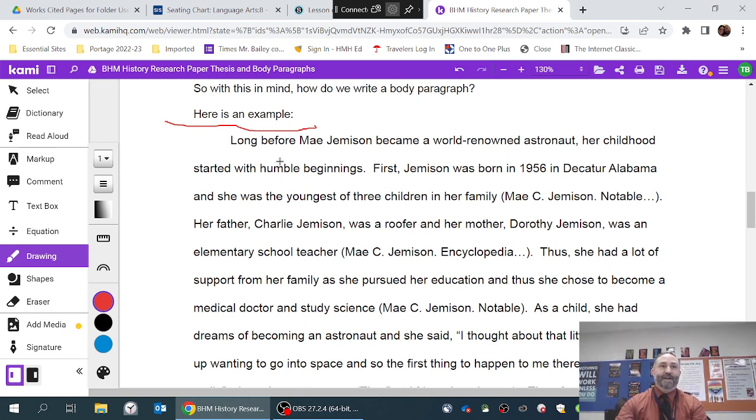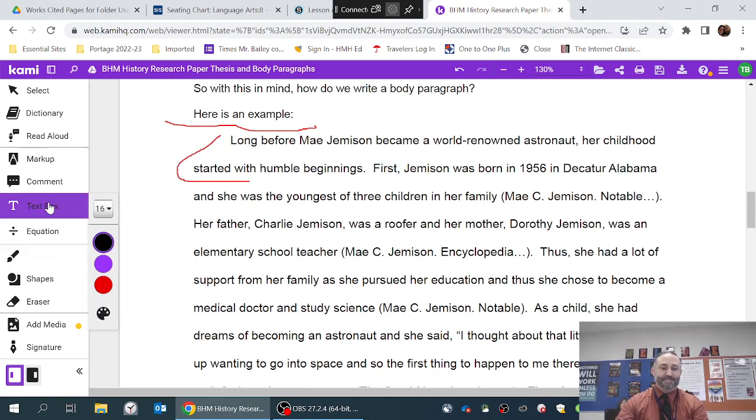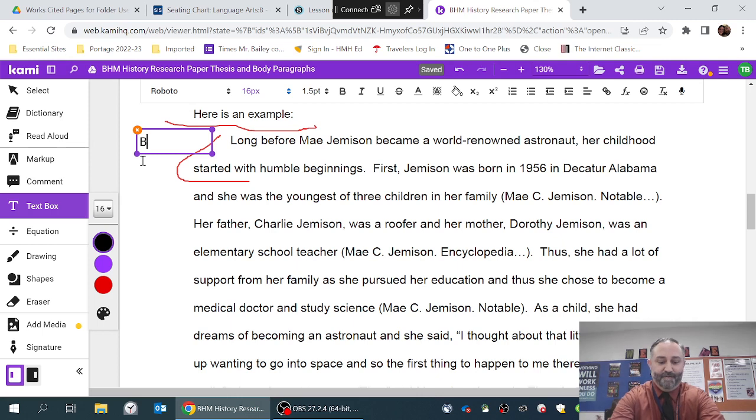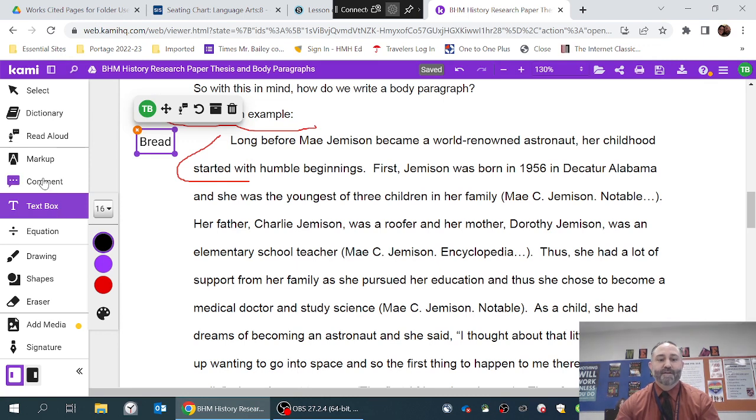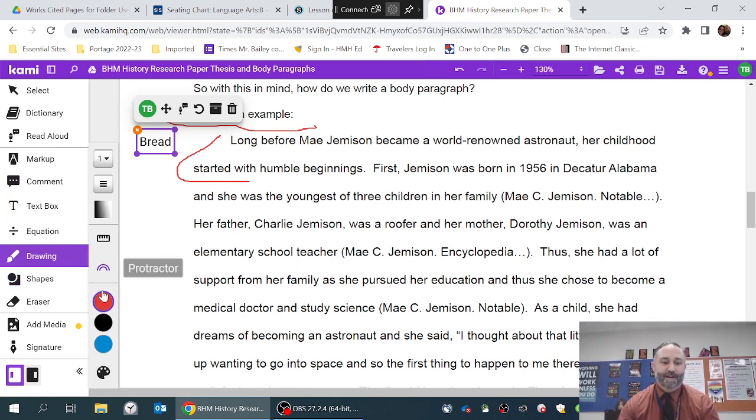started with humble beginnings. So now, this is easily a good example of the top layer of bread. And I'd like my students to follow along and mark that up because you're going to be writing your own bread, meat, and cheese and stuff like that. So the second thing then is, well, first, and I'm going to go back to my drawing thing. First, and this is why we used transitions earlier in the year.